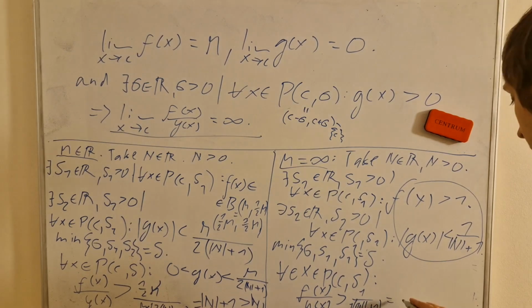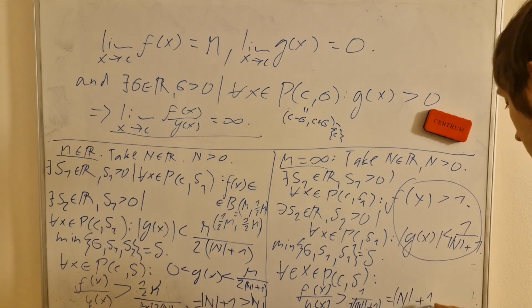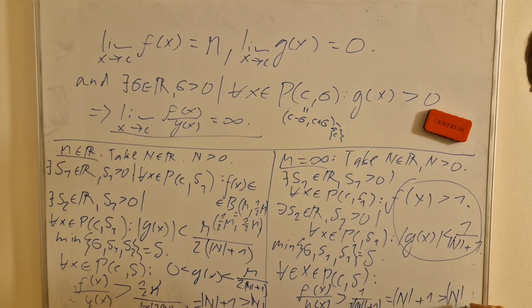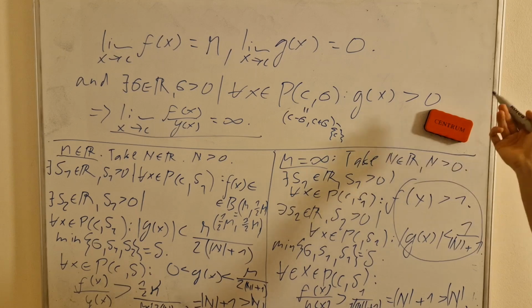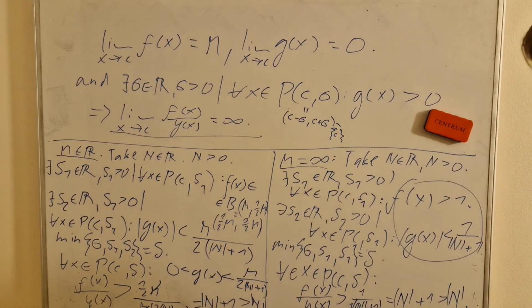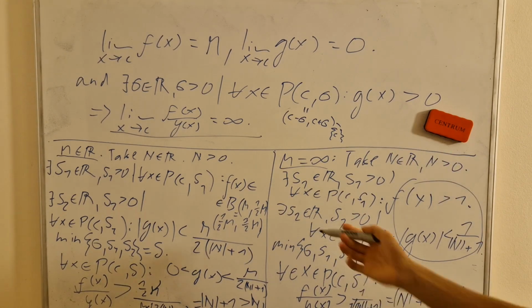So basically we have this, which is strictly bigger than some real value n. And again, that means f of x over g of x will go to infinity because n was some arbitrary, anyhow large real number. So these were the two parts of the proof.